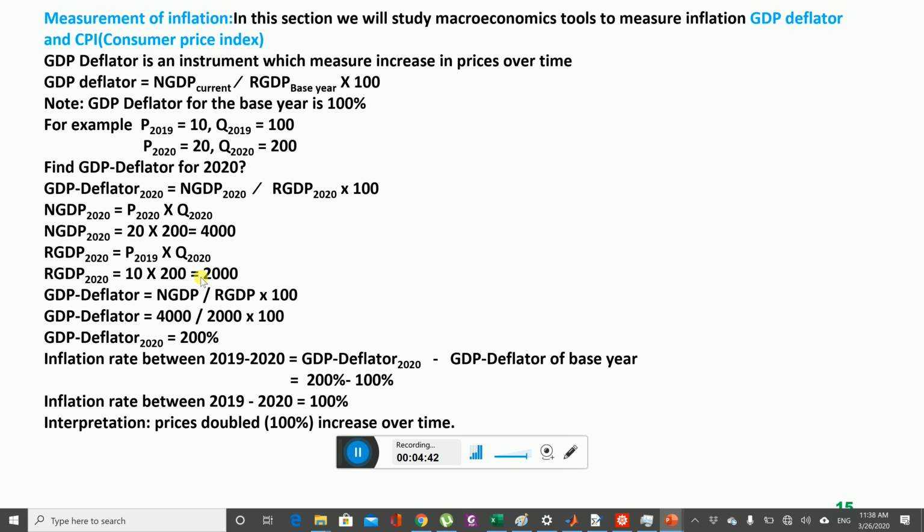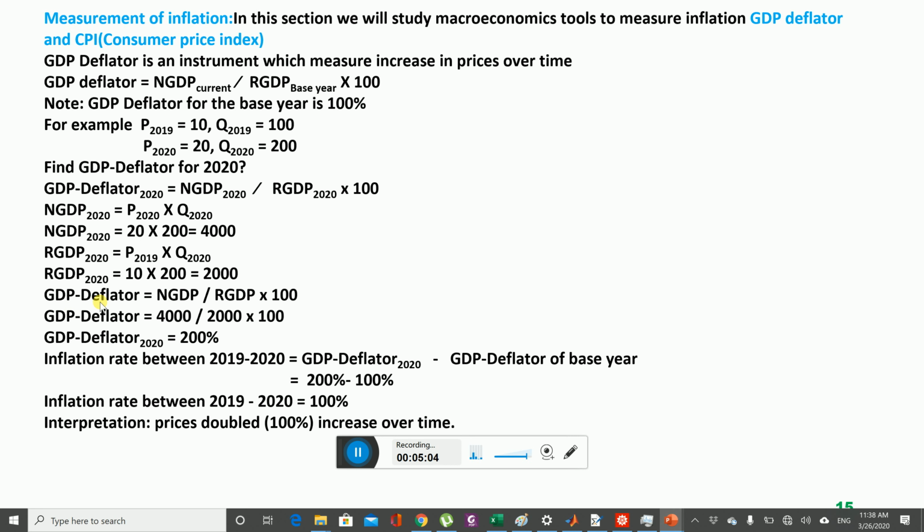When we multiply, we find the real GDP in 2020, that is 2,000. It means that the price between the two years, from 2019 to 2020, does not change and the quantity doubles. That is why GDP doubles, and this is the real actual growth of the economy.